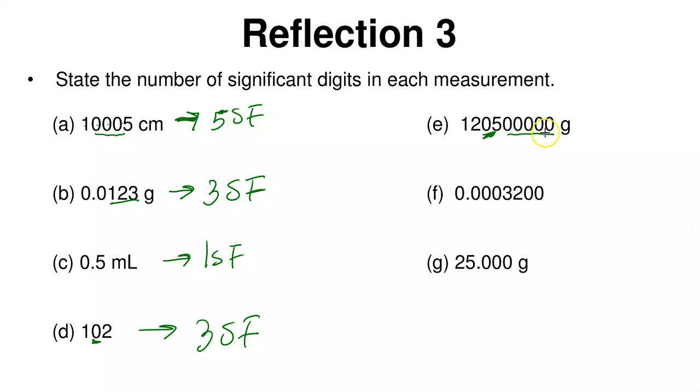The trailing zeros here do not count because there is no decimal in this number. So let's count the one that counts. This counts, this counts, this counts, this counts. So this is going to give us 4 significant figures.